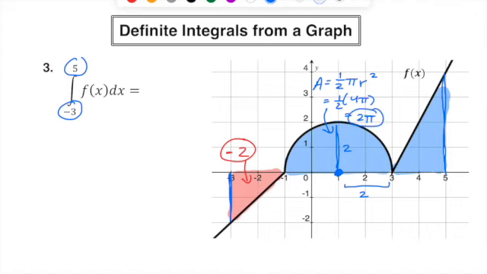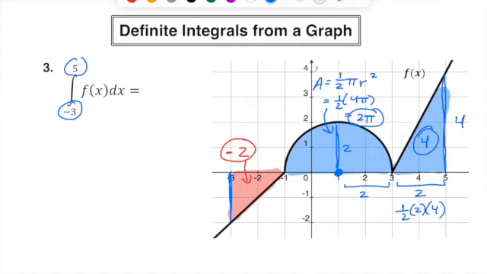And then where you've got a triangle here on the end, which again is above the x-axis, so we're going to assign a positive value to its area, and that's a base of 2, a height of 4, so the area is 1/2 base times height. 1/2 times 2 times 4 is going to be 4.